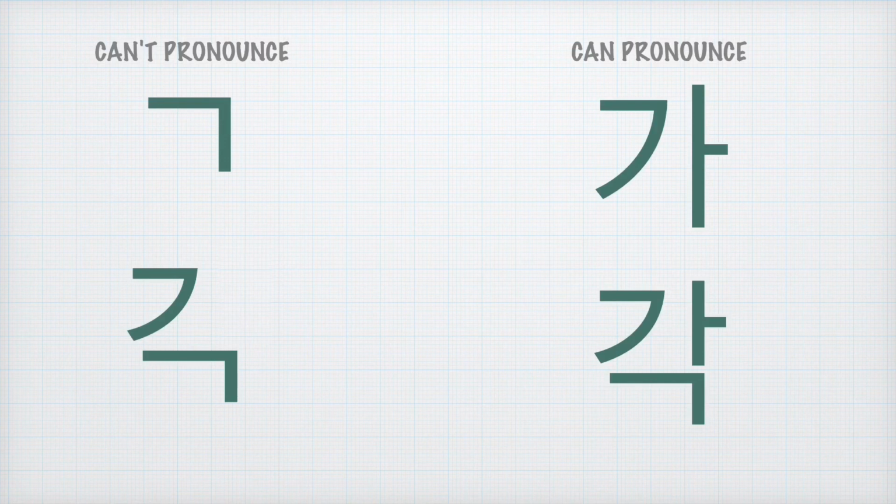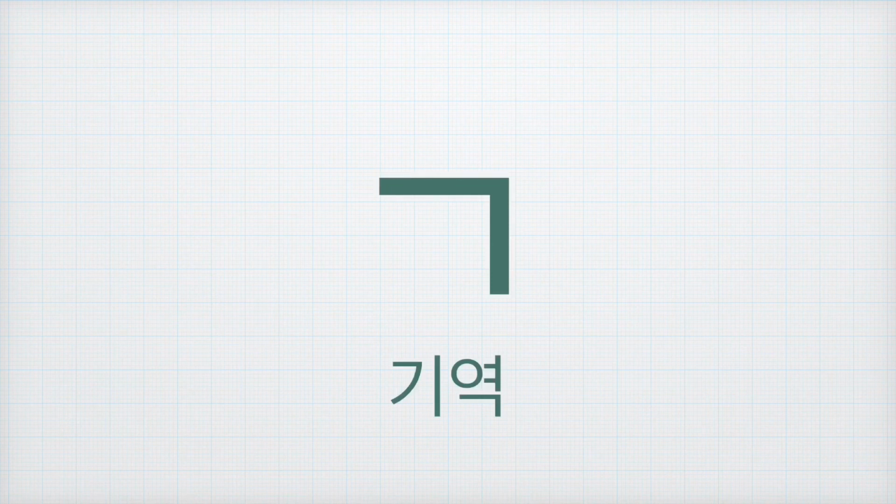As you saw, you can't pronounce 기억 on its own. 기억 is just the name of that consonant, not the pronunciation of that letter. So, from now on, we will pronounce consonants with the vowel U for convenience. 기억 is pronounced 그 now.